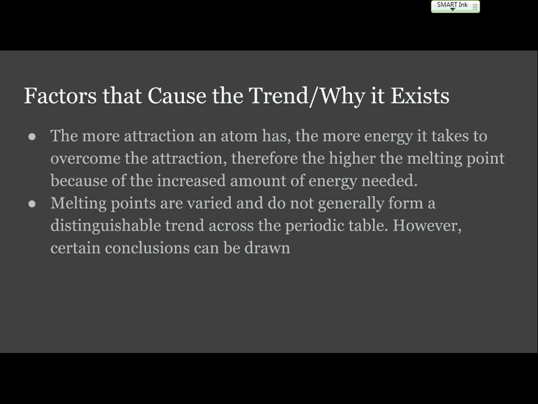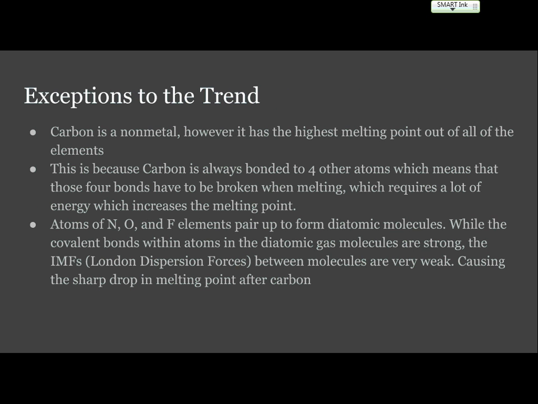So, like we said earlier, nonmetals have low melting points, but we also said that carbon has the highest melting point. And that's because it's always bonded to 4 other atoms, which means you need more energy to overcome all 4 bonds. And also earlier we said that for nitrogen, oxygen, and fluorine, there's such a sharp drop in the melting point because after carbon, those elements pair up to form diatomic molecules, and even though the covalent bonds between the atoms are strong, the IMFs are weak.